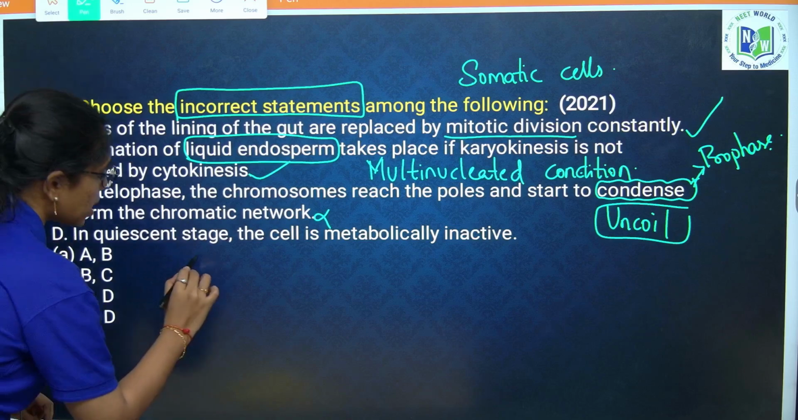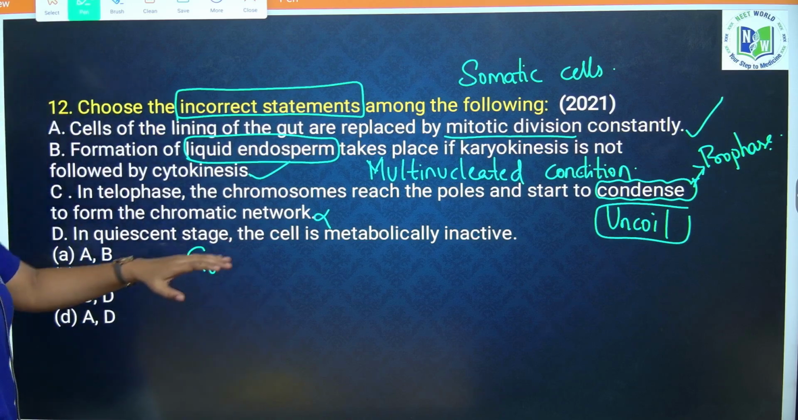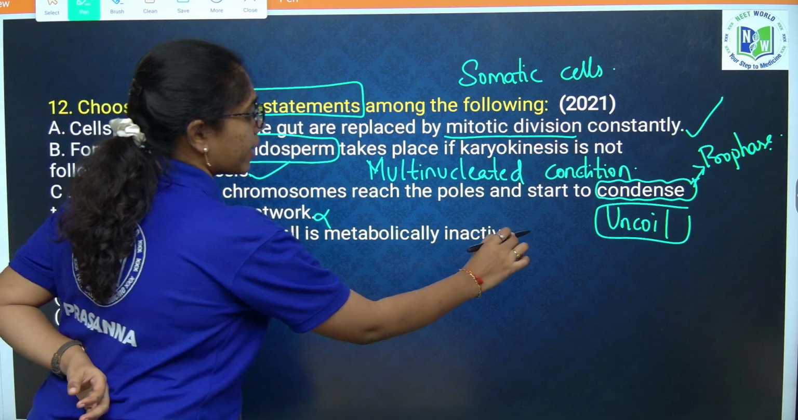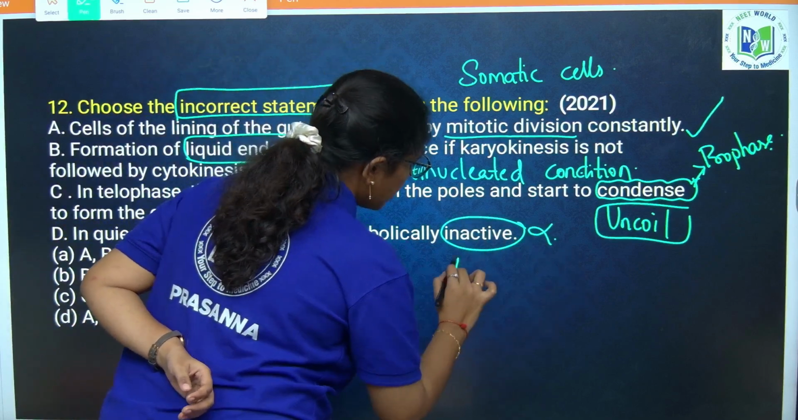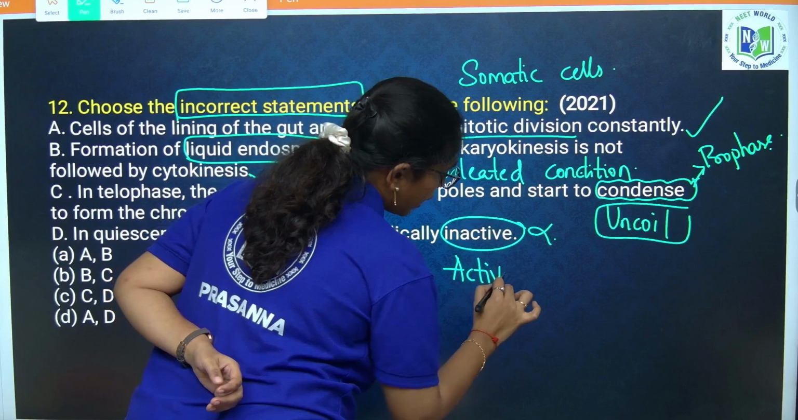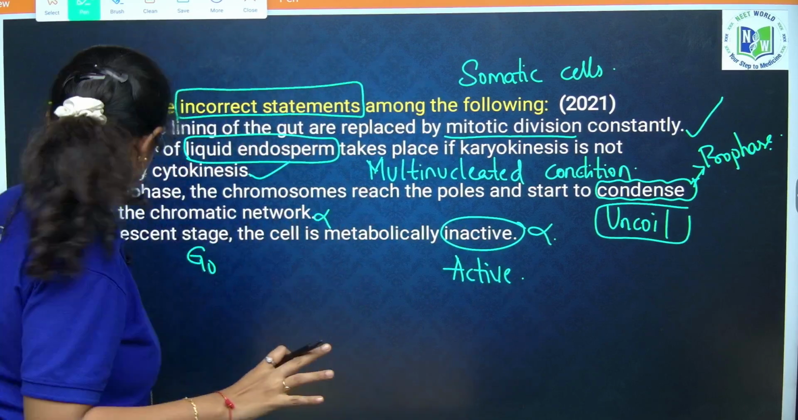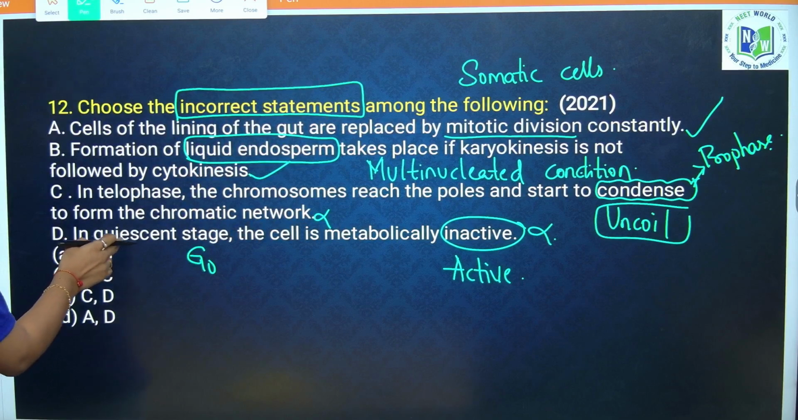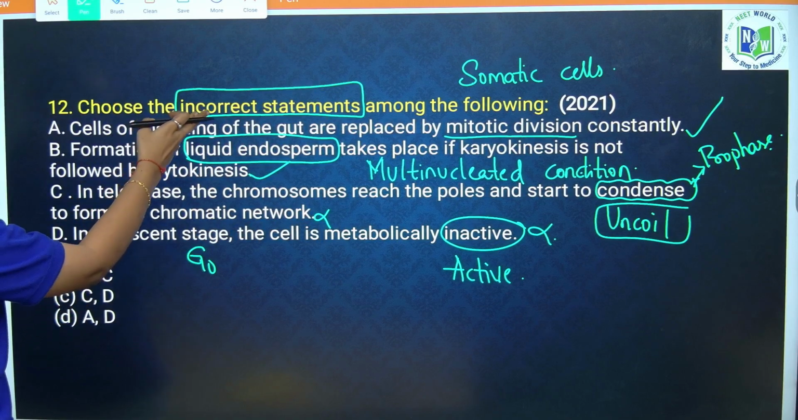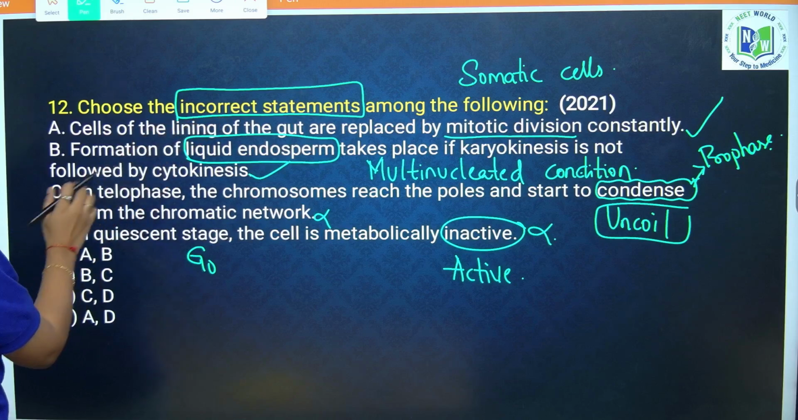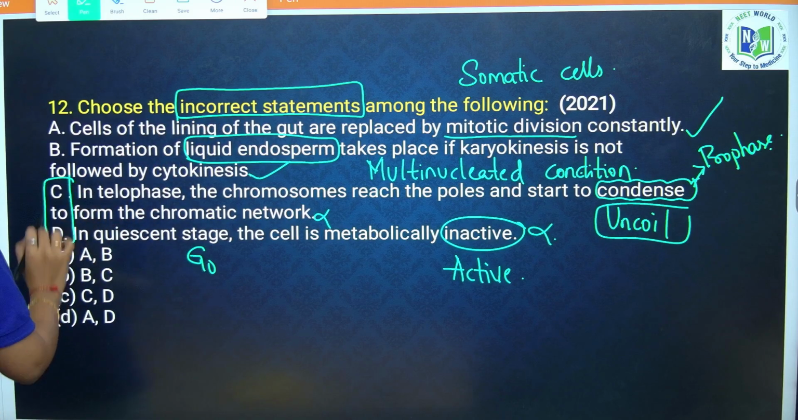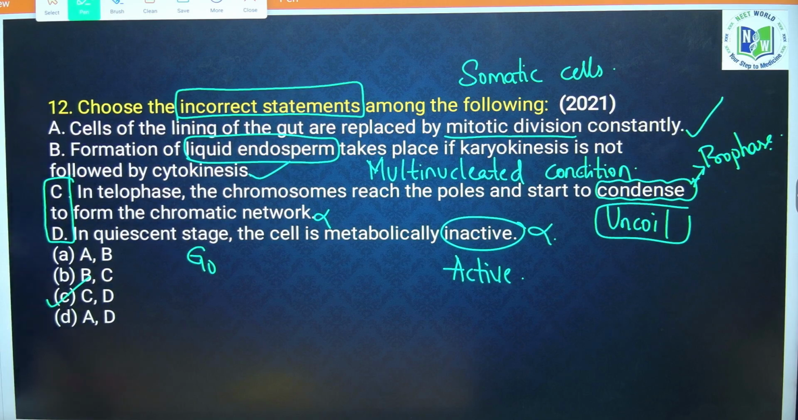In quiescent stage, that is G0 phase, the cell is metabolically inactive. No, the cell is metabolically active, but it will not divide. That's it. So here, this option is wrong. C is wrong. He asked us to identify the incorrect statement. So option C is the correct answer.